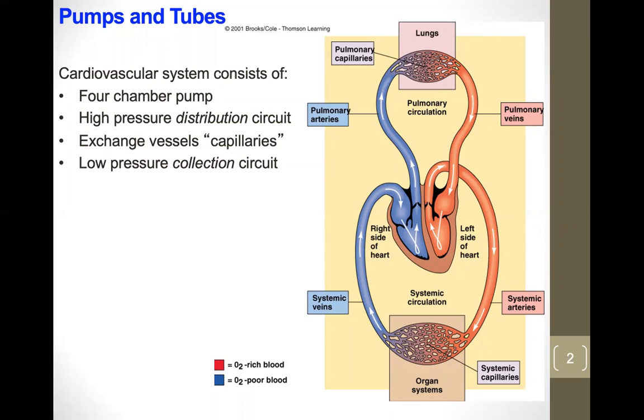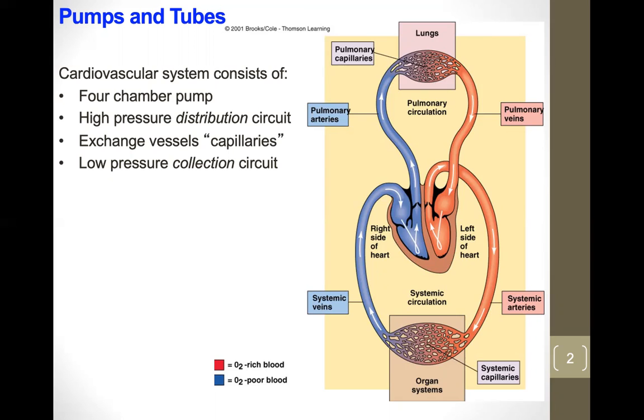Now, traditionally, for the majority of the time, you will have the distribution circuit being blood that is rich in oxygen. And then the collection circuit will be oxygen poor or oxygen deficient blood. It doesn't have quite as much oxygen in it.